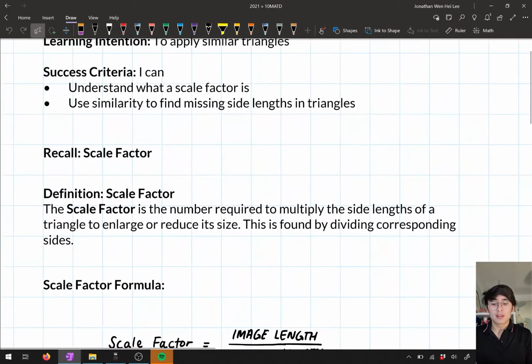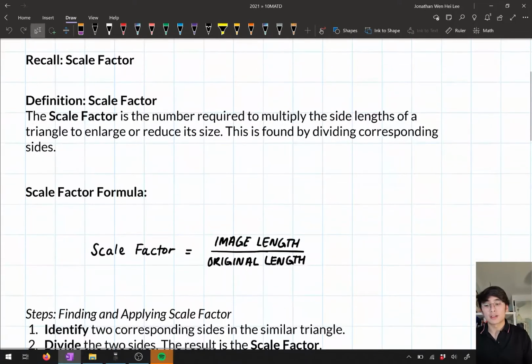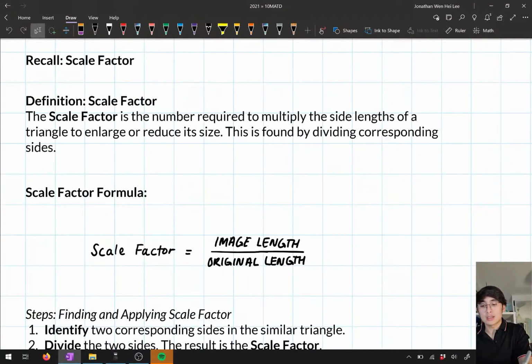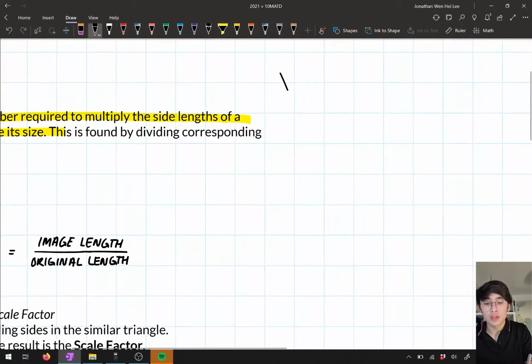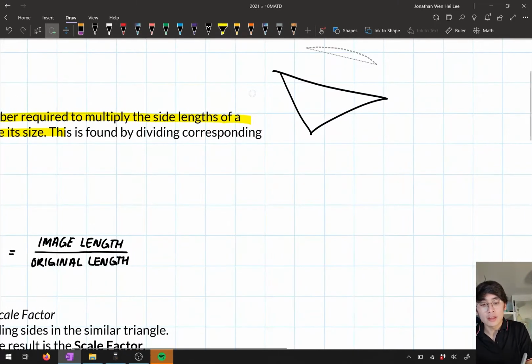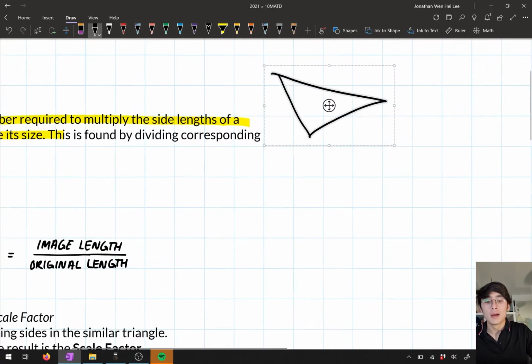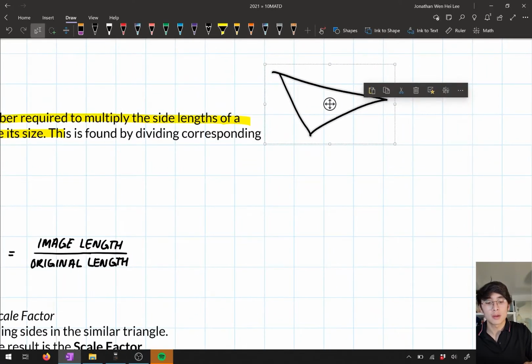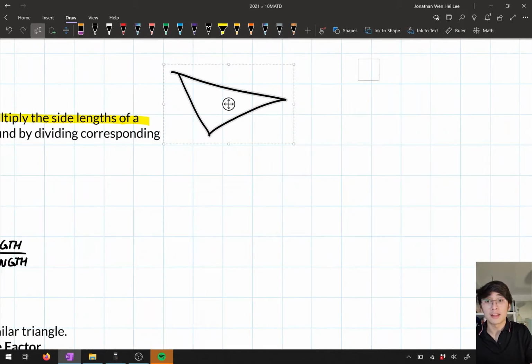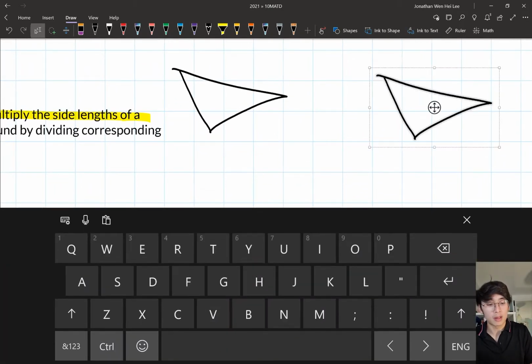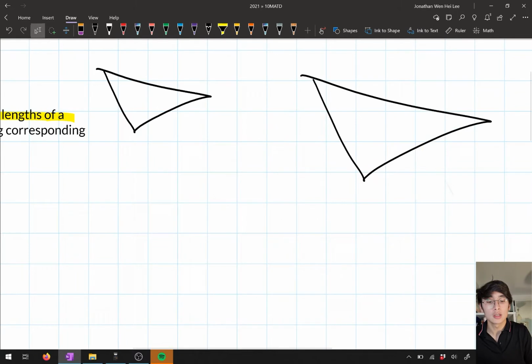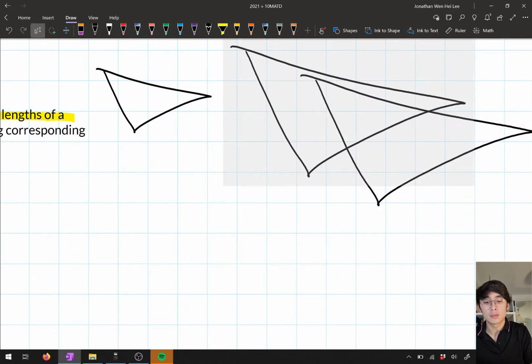At the end of last lesson, we talked about this concept of a scale factor. So here's a quick definition. The scale factor is a number required to multiply the side lengths of a triangle to enlarge or reduce its size. Last lesson, we talked about similar triangles. Similar triangles are triangles that have the exact same shape, but not necessarily the same size. So for example, if I took this triangle here, I know it's badly drawn, and I replicated it again, and then I enlarged it, that's an example of a pair of similar triangles.